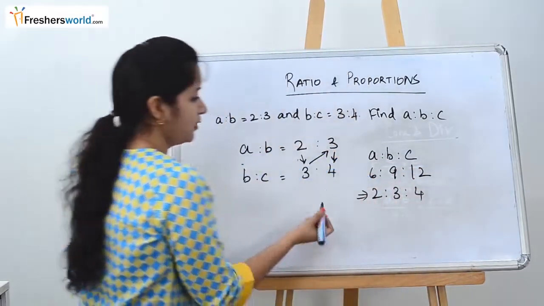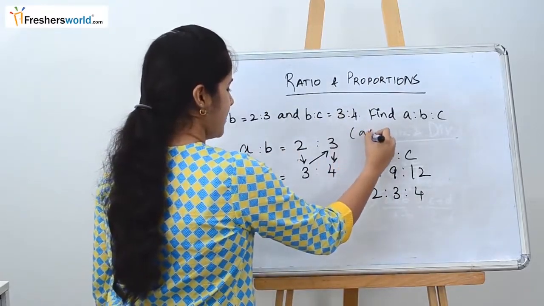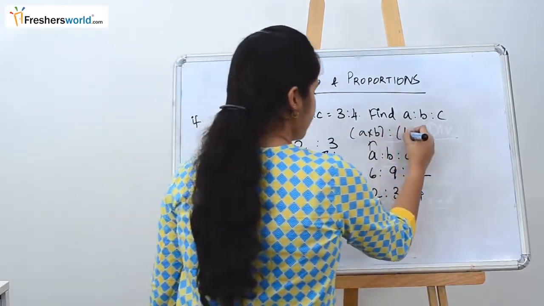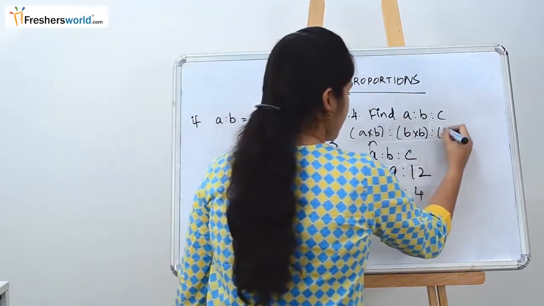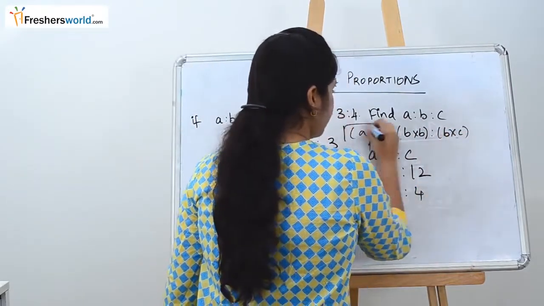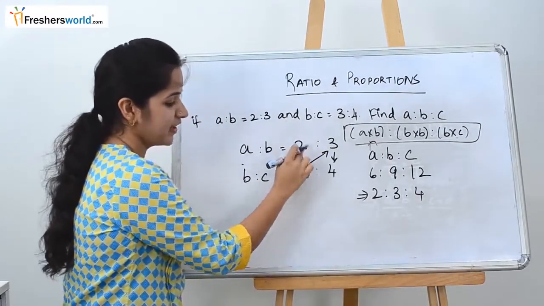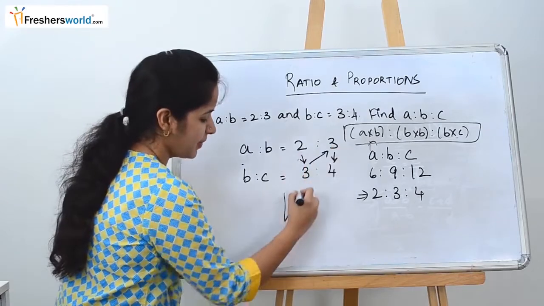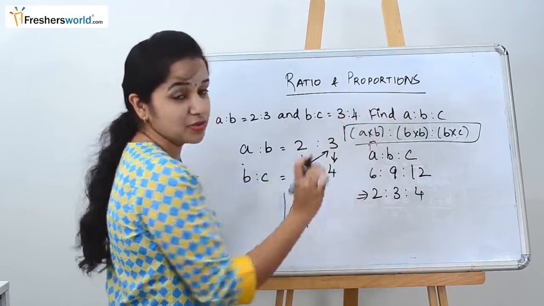So what do we do here? To find the A, we are multiplying A and B. To find the B, we are multiplying both these B's. To find the C, we are multiplying B into C. So if you remember these arrows, you are multiplying the first number and the second one, multiplying across. Remember this inverted N. If you remember this, it's easy to find A is to B is to C.